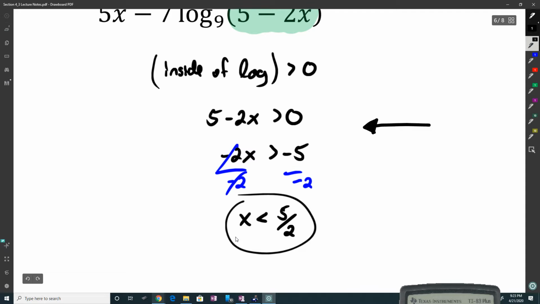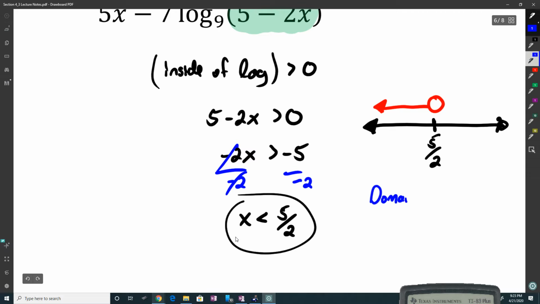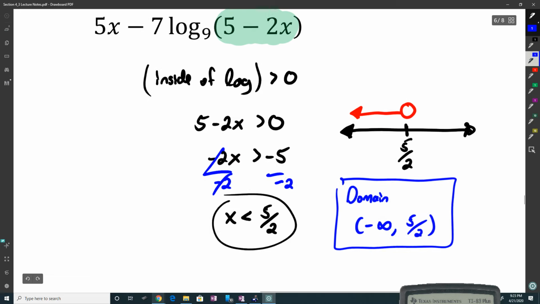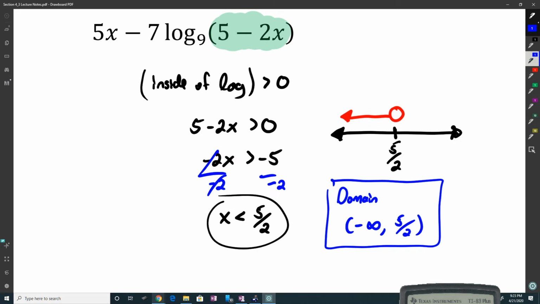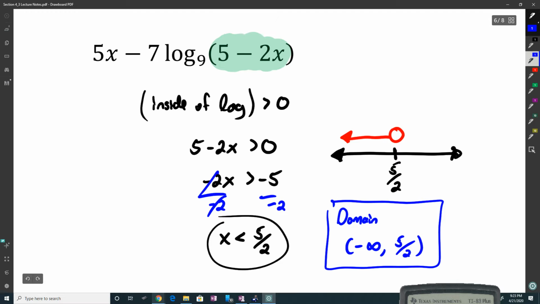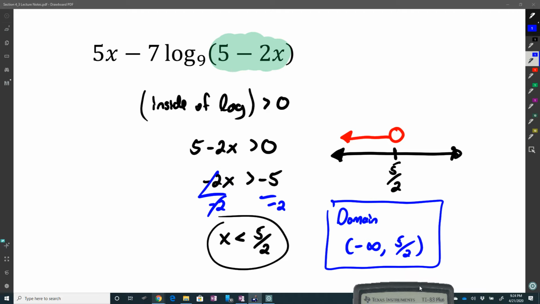And so this is the same idea. Here's 5 halves. And we're looking for values that are less than but not equal to. And so here the domain is negative infinity to 5 halves. There you go. Okay? So remember, we're not finding x-intercepts. We're not setting the entire thing equal to 0. We're just doing the inside. The inside of a log greater than 0, and we're solving that.